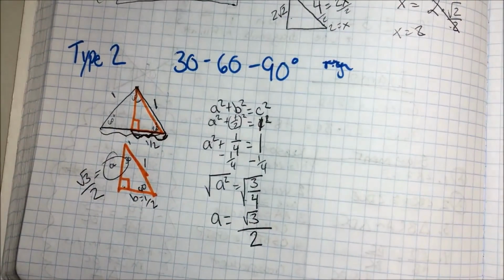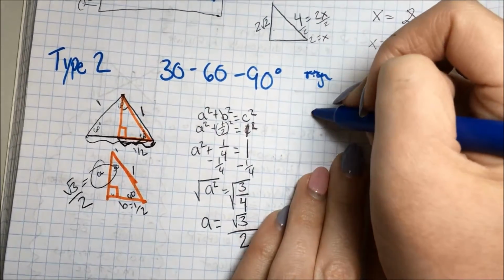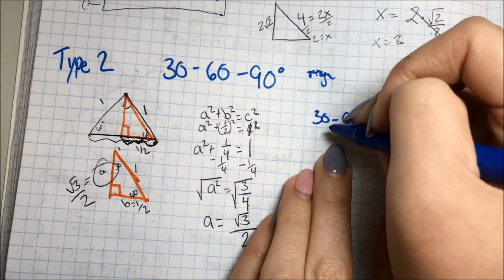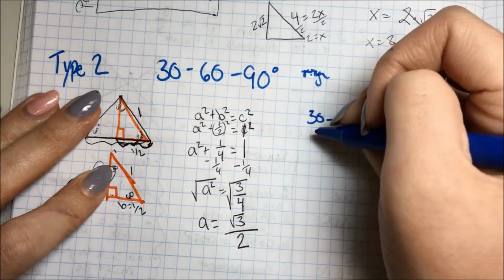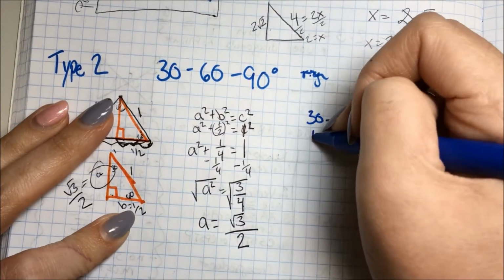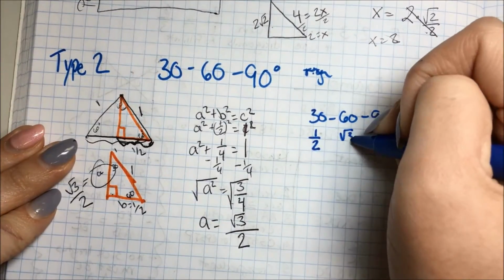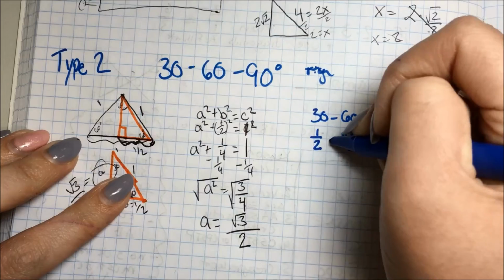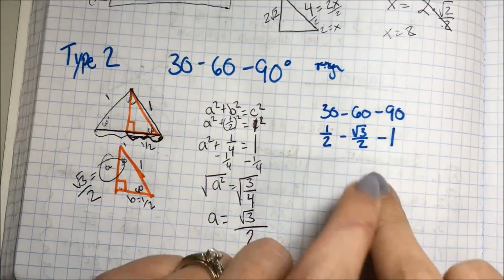And this proportion holds true for this as well. So 30, 60, 90. The side across from angle 30 is 1/2. The side across from angle 60 is radical 3/2. The side across from 90 is 1. And notice, as the angles get bigger, so do the sides across from them.